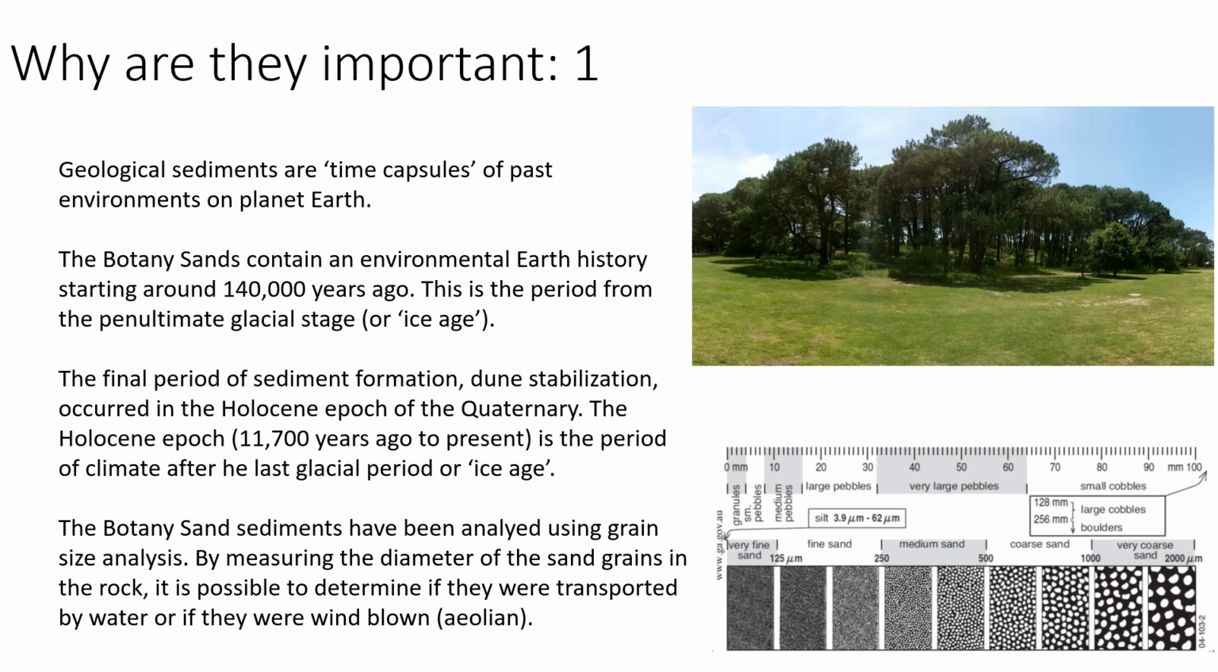And the Botany Sand sediments have been analysed using grain size analysis. And by measuring the diameter of the sand grains in the rock, it's been determined whether they've been transported by water or if they were wind blown. And the example on the right hand side shows some pictures of some dunes. This is in Centennial Parklands, close to Sydney, and you can just see the dune-like shapes of former sand dunes that are now covered by the tree and forest cover.